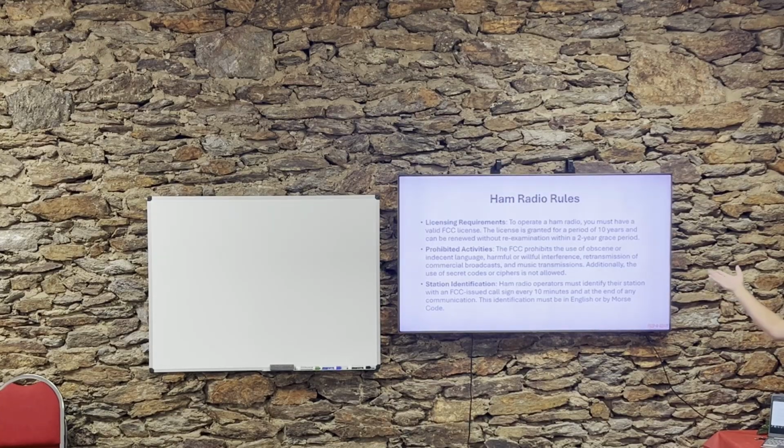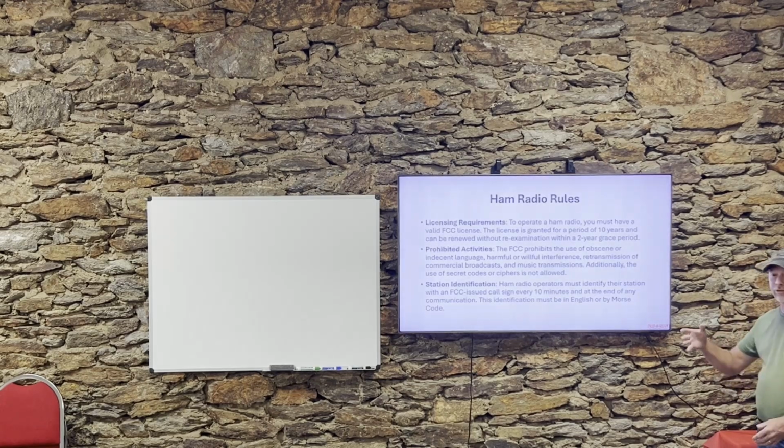You can't do retransmission of commercial broadcasts, so you can't be recording music and then broadcasting it over the ham radio frequencies, like musical transmissions. Additionally, the use of secret codes and chirpers is not allowed. I can see that. I mean, if you two want to have a private conversation, you can go to other places and do things like that too. But yeah, you're not supposed to use any kind of secret codes or chirpers that chirp out code and stuff like that. Now you're allowed to use Morse code because Morse code is nationally recognized as a communication type, but you can't have your own secret set of dits and dahs.